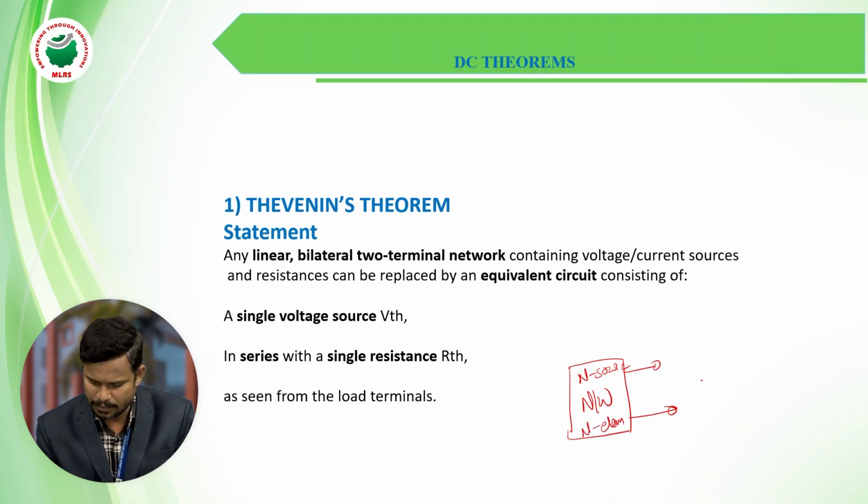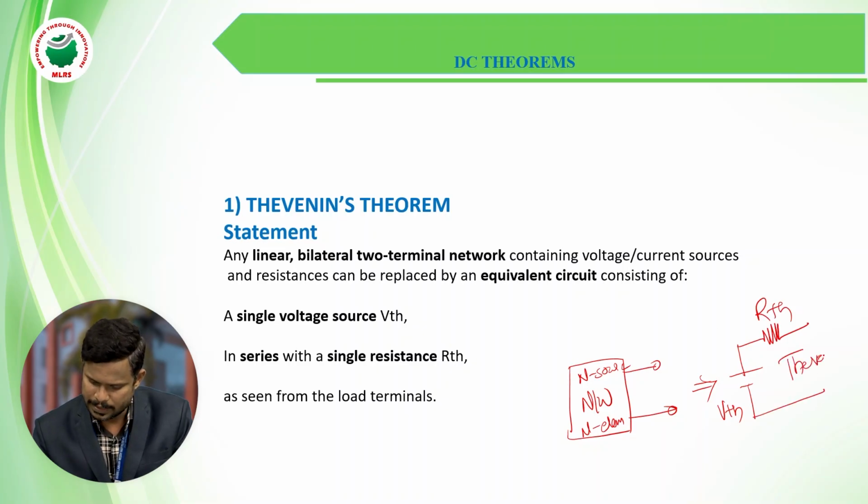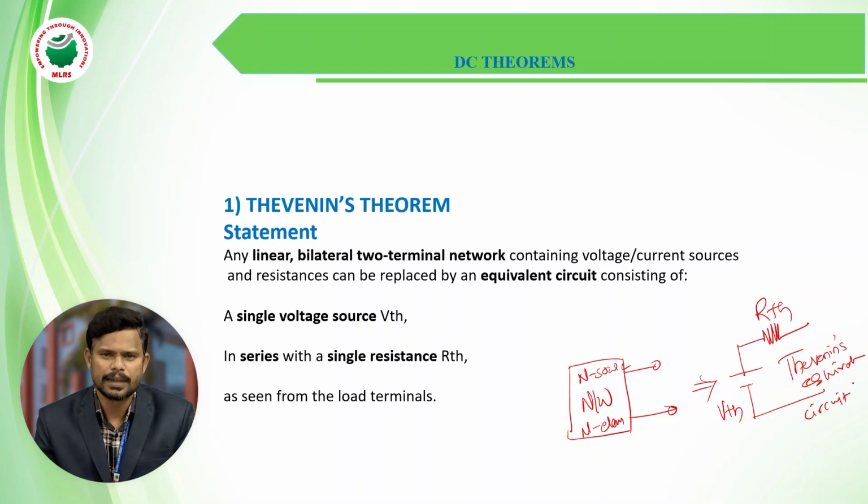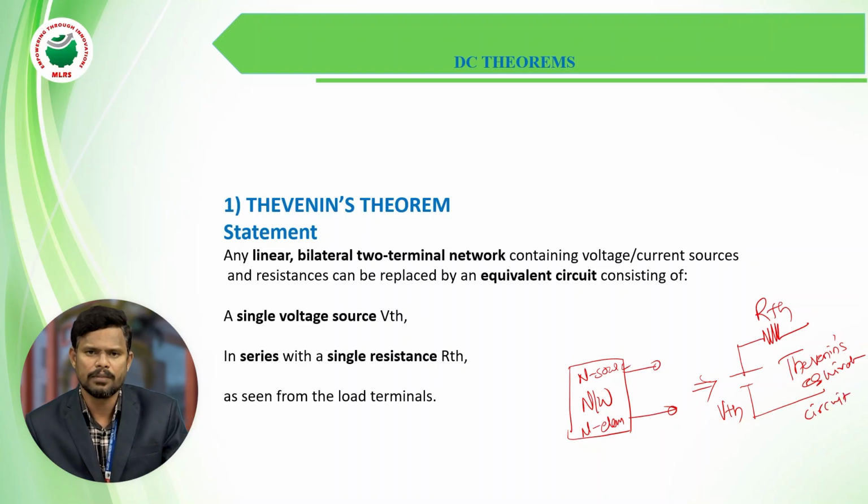This entire network can be replaced by a single source called VTH in series with the resistor called RTH. So this circuit is called Thevenin's equivalent circuit. So any given network can be simplified as a single source in series with a single resistor. That is Thevenin's equivalent circuit.